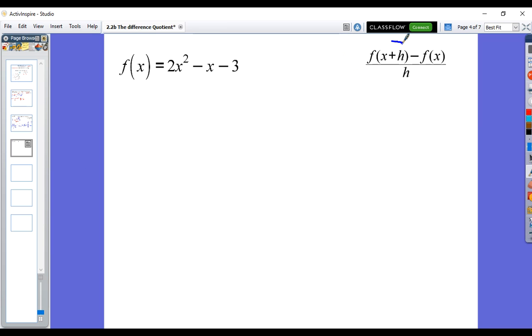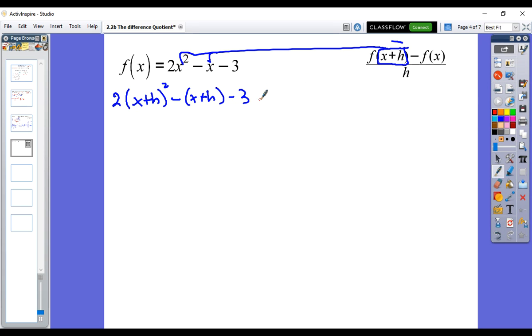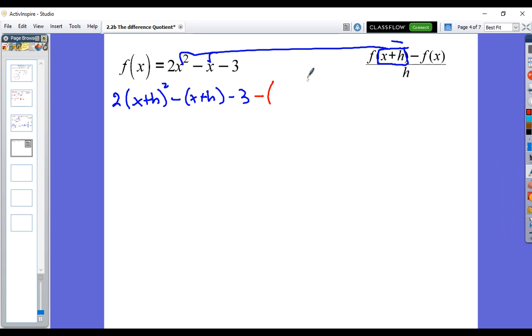So again, our first step is to replace the whole equation as it is with this first. For every x, that's going to go in there. So for there and there, it's going to go in there. So we're going to have 2 parentheses x plus h, and then quantity squared, because we're squaring the x, so we square that whole expression, minus x plus h minus 3. And then the other half, minus, we replace all these with x now, which will stay the same, 2x squared minus x minus 3.